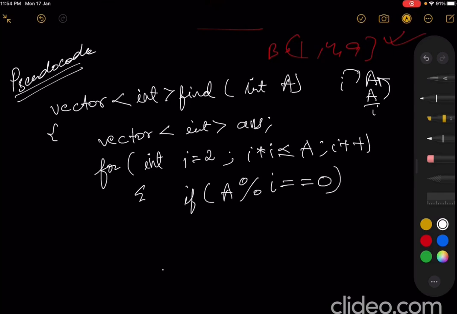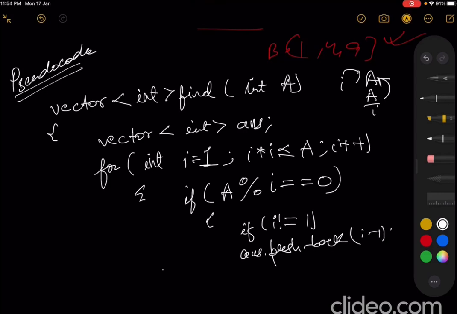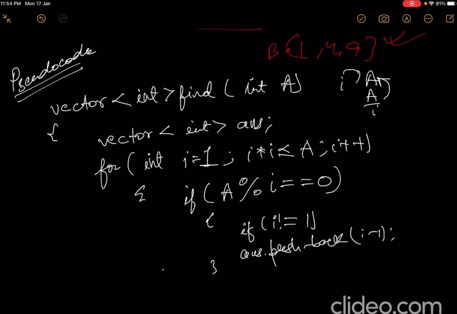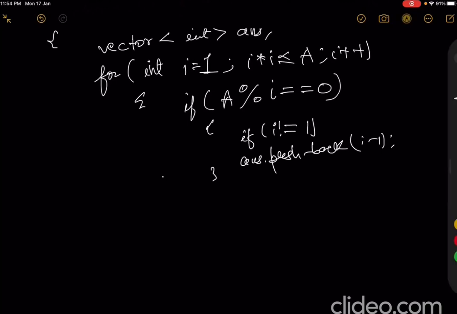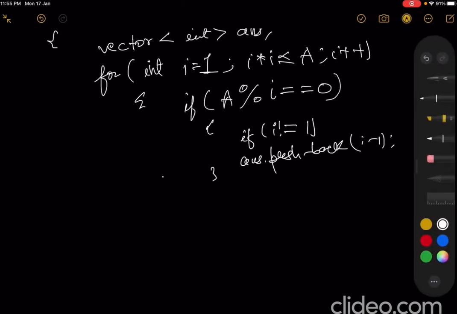Okay, and let's make i equal to 1. So the first thing we check is whether a is divisible by i. Okay, we now check that i should not be equal to 1. So if i is not equal to 1, then we push back i minus 1 in our answer, right? So this is the first thing we did. Also we check the other factor. So the other factor will be equal to a by i. Okay, but we must ensure that a by i is not equal to a, right?